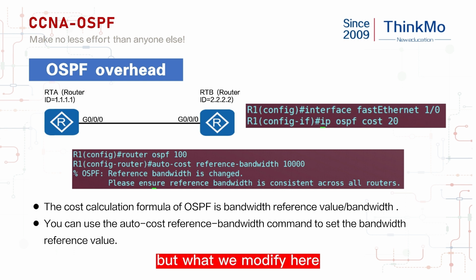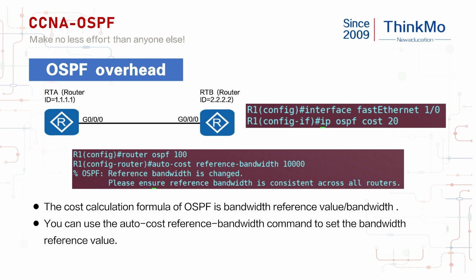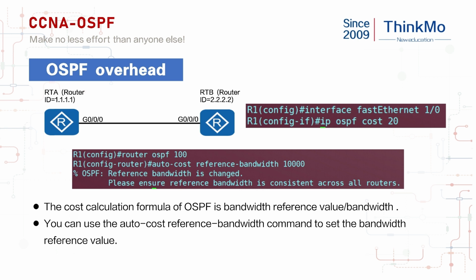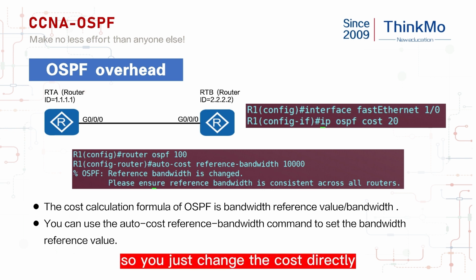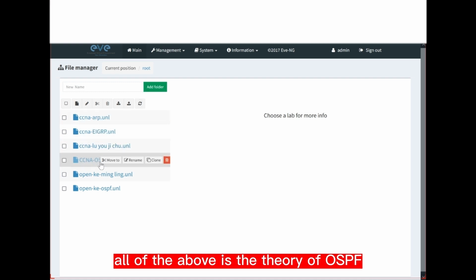But what we modify here does not change bandwidth like EIGRP. We just change the cost directly. Because its parameter is based on the bandwidth, it's more monotonous. It's not like EIGRP, with 5 references, where you can't calculate a comprehensive value and change it directly. But OSPF only refers to the bandwidth, so this value based on the bandwidth is also unique. So you just change the cost directly. Okay. All of the above is the theory of OSPF.